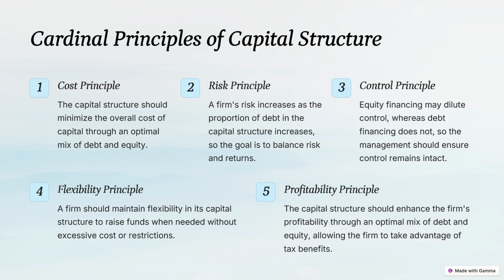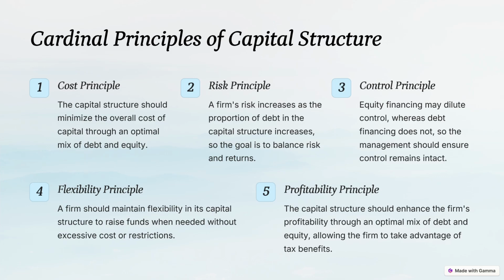Moving on to the risk principle, increasing debt in the capital structure raises the firm's financial risk as debt must be repaid regardless of the company's profit. An example is real estate companies, which often take on high levels of debt. During economic downturns, this debt becomes challenging to manage as revenue from property sales may decrease, but debt obligations remain fixed.